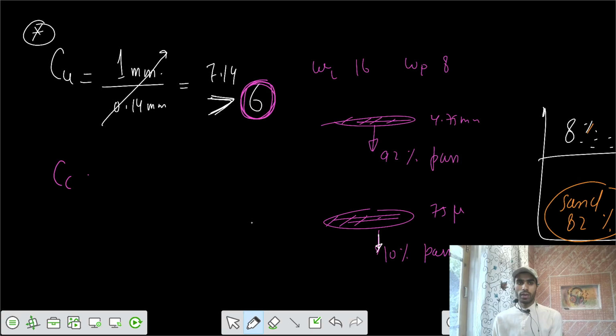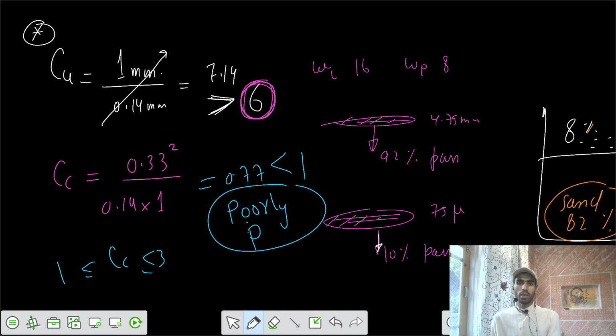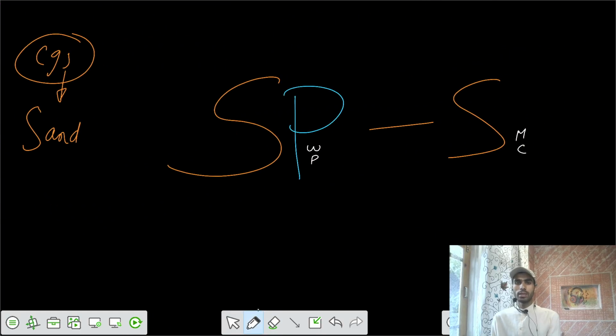Now we need to check the value of Cc, that is d30 squared divided by d10 times d60. Let's say your d30 was given as 0.33, squared, divided by 0.14 into 1 millimeter. These data were given to you in the problem. Cc comes out to be 0.77, and the limit should have been in the range 1 to 3. That means it is falling below the limit, so the soil is poorly graded. So P is the notation for your gradation, and we got the final here, that is SP.